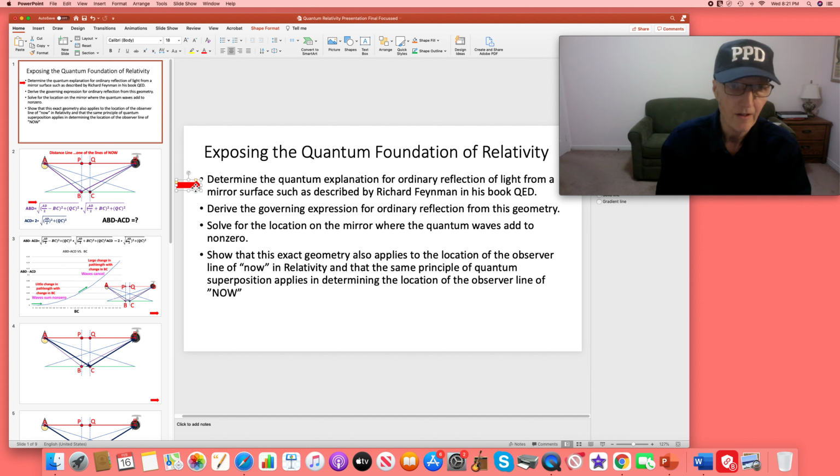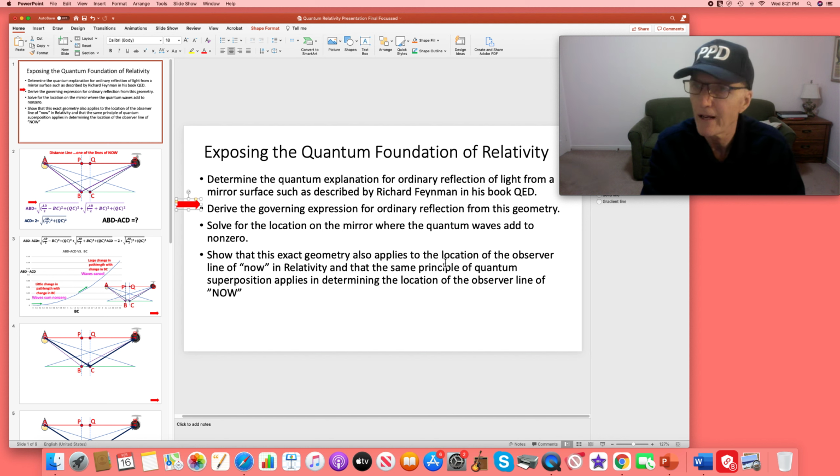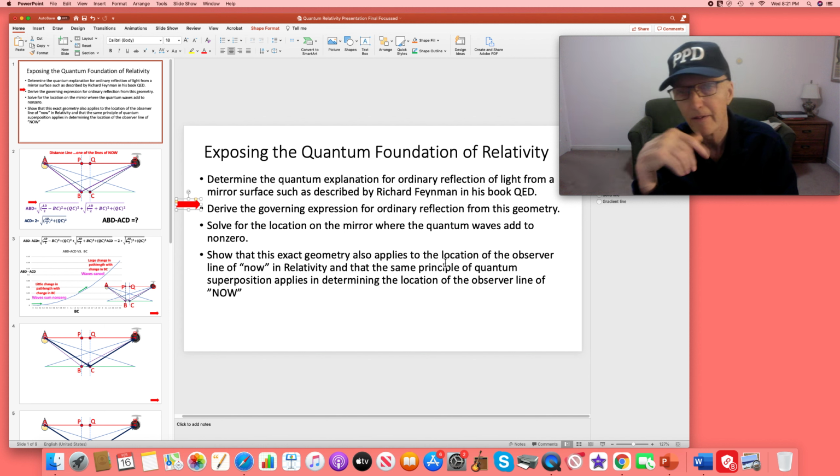Okay, so next we're going to derive the governing expression for ordinary reflection from this geometry. Now when I say ordinary reflection, I'm talking about you have a light, you have a mirror, and you have an observer, which for all intents and purposes could be your eye. And you've done this as kids.